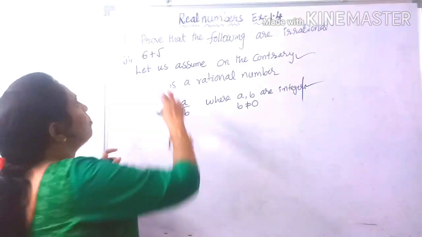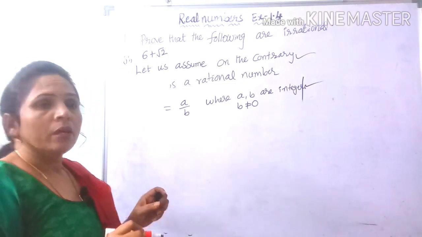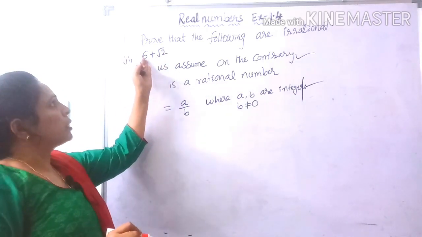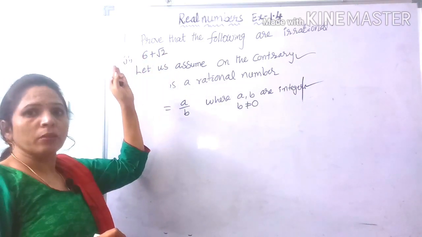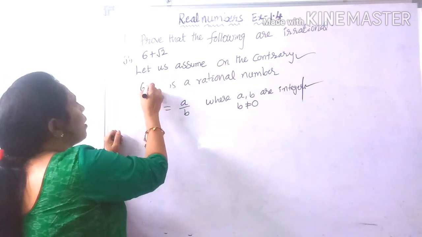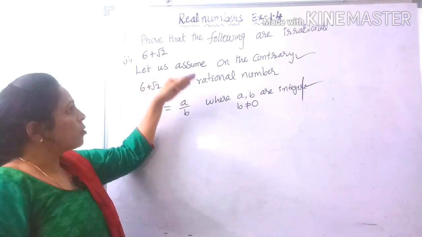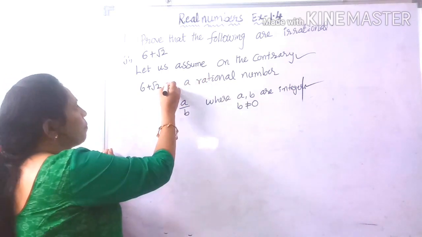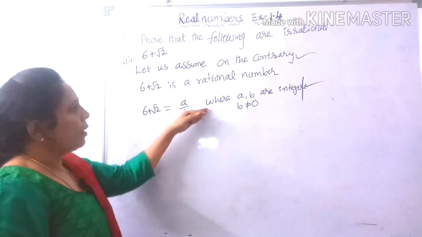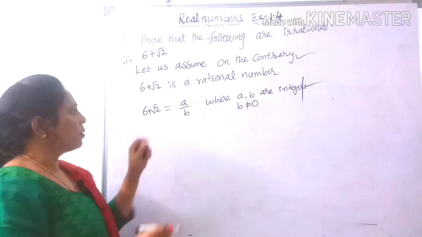Next one, the sixth one: prove that 6 plus root 2 is irrational. So we have to follow the same steps. Let us assume on the contrary that 6 plus root 2 is a rational number. To prove an irrational number, we have to assume a rational number. So a rational number is of the form p by q or a by b, where a, b are integers, b is not equal to 0.